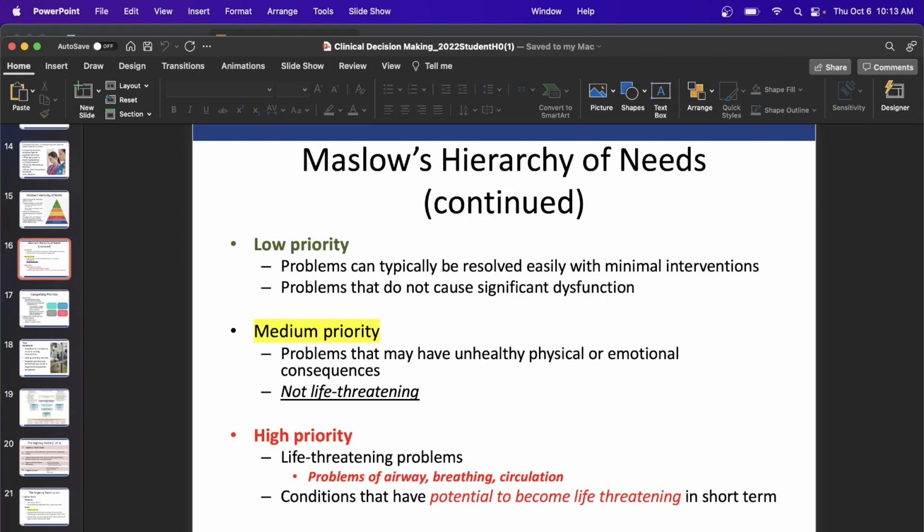High priority is life-threatening. That's your A, B, C's, and D's, conditions that also have the potential of becoming life-threatening. So this is somebody who puts their light on and says, I have chest pain. That's a stop everything you're doing and go assess that patient. Because if they are having a myocardial infarction, that can be life-threatening for them. And time is muscle, right? We don't want to waste any time in somebody who's having chest pain.